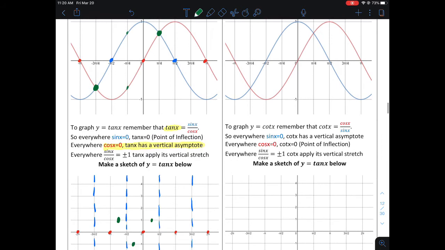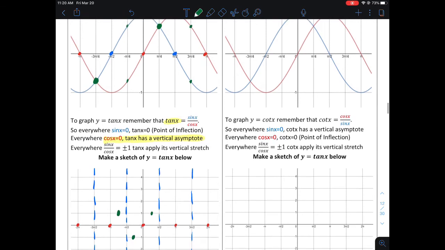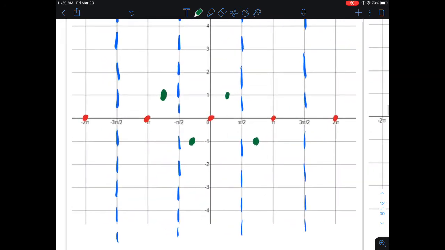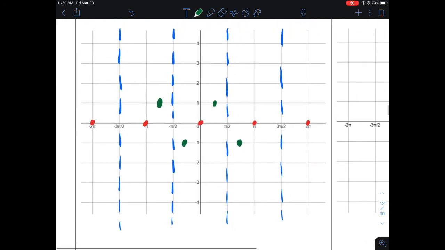And at positive 3 pi over 4, sine and cosine have the same value but opposite signs, so that'd be negative 1. So 3 pi over 4 would be negative 1. So I have some points here. I'm trying to figure out, well, what will tangent look like? Well, tangent has to display unbounded behavior as it approaches its vertical asymptote.